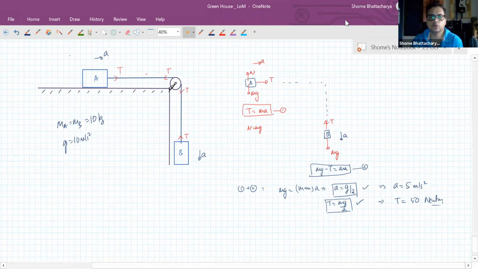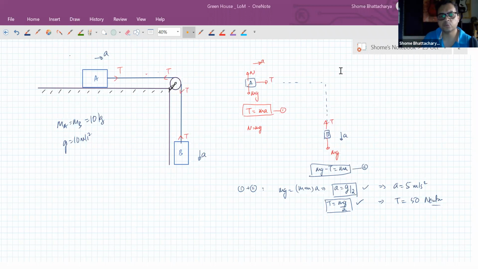Hope this example is clear to all of you. Just make a note of this carefully. The last diagram is the free body diagram of B, right? Objects A and B, these are their free body diagrams. There are two bodies, two blocks, right? Yes, what is it, Rachit? You have some question? Please ask.